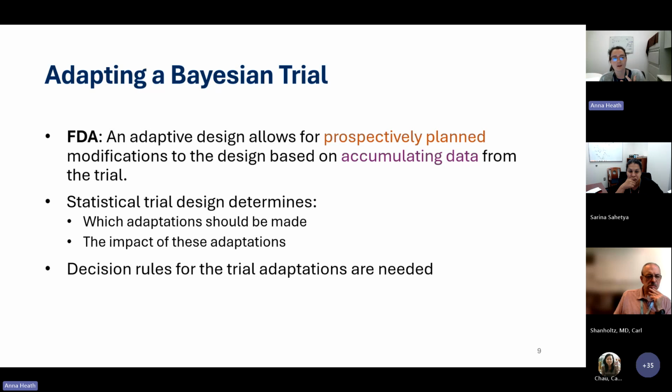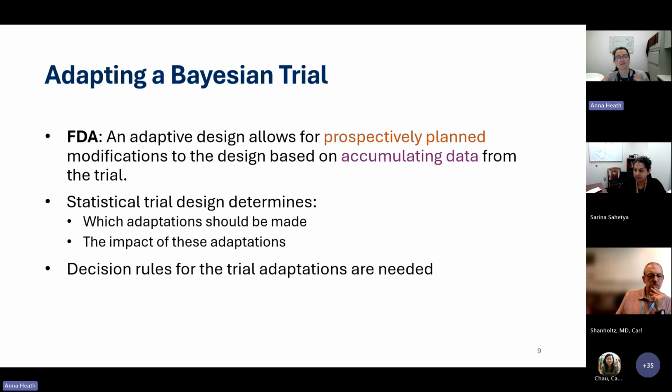So the key goal of statistical trial design is to determine which adaptations should actually be made. There's a huge range of different adaptations you could use, and I'm going to talk about a few of them in the next few slides. And not only which adaptations should be made, but the impact of these adaptations. So we're not going in blind, hoping for the best, but we actually understand how these adaptations are going to affect our trial conduct.